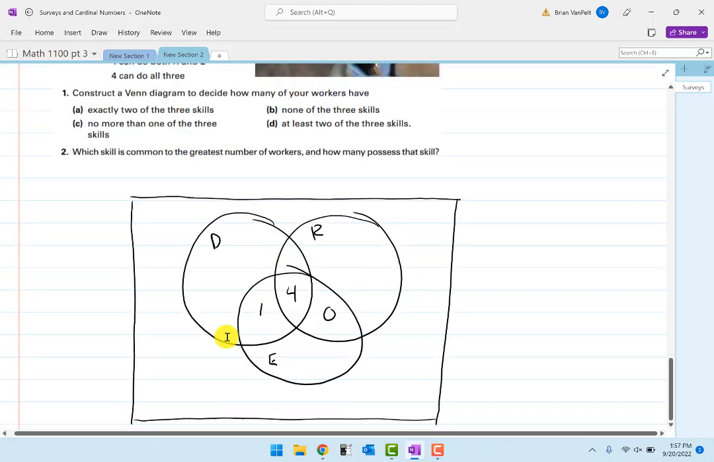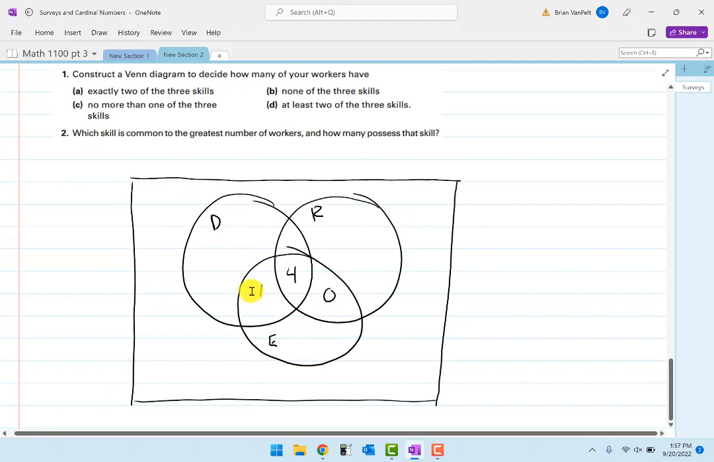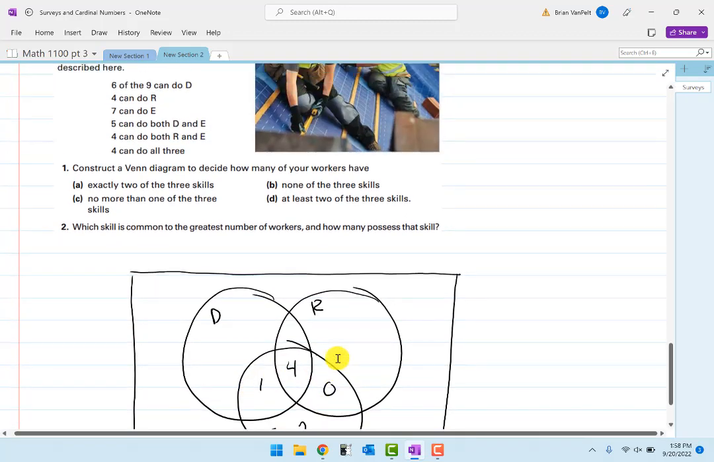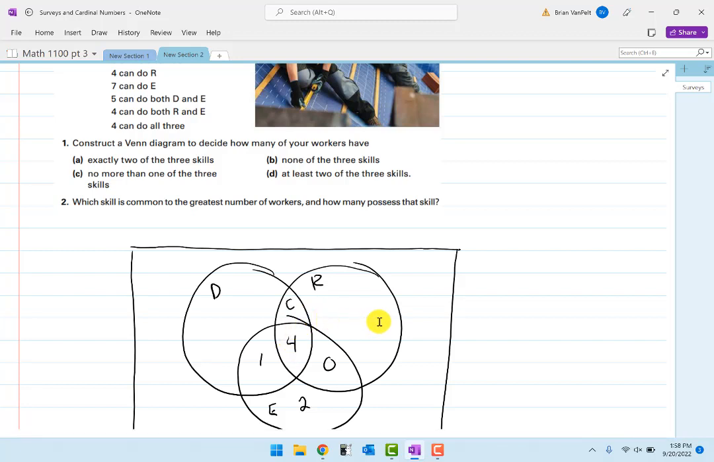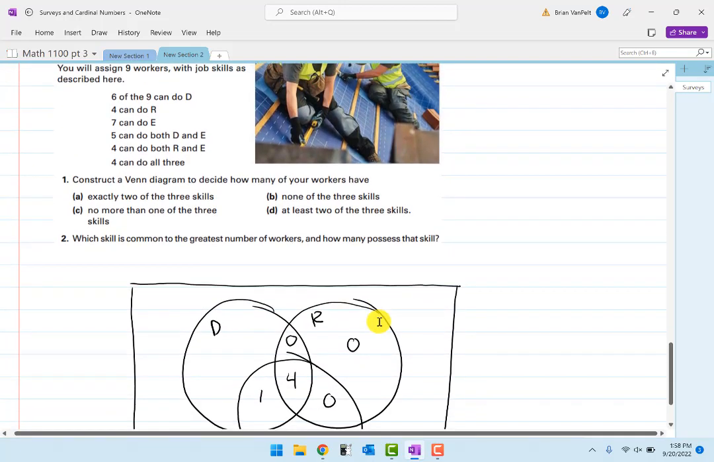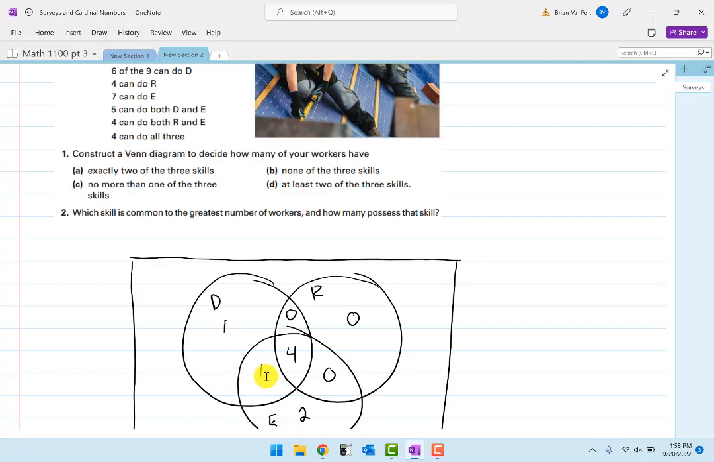Next we notice, oh, I jumped too far. Come back up here, look here, 7 can do E. Well, I can fill out E because I have 5 already, so I know that 2 go into here. 4 can do R. Well, this is interesting. Look, I've already got 4 accounted for, so I know that there's going to be a 0 and a 0 here. So you have to infer this stuff. And then finally, D. 6 can do D. So in here, I've already accounted for 5. That means I have a 1 right there.